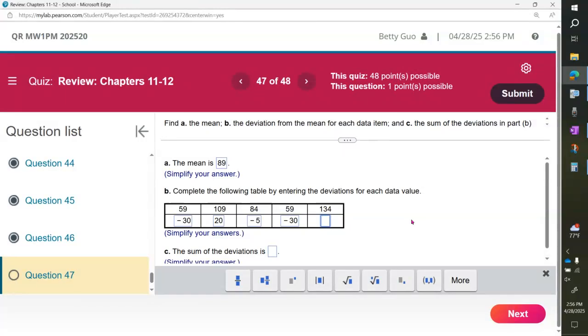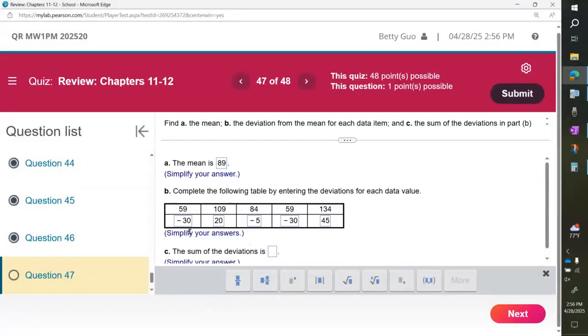134 minus 89 is going to be 45. Double check. Oh, hold on. I was right. 134 minus 89. 14 minus 9 is 5. 12 minus 8 is 4. Okay. All right. Those are the deviations.